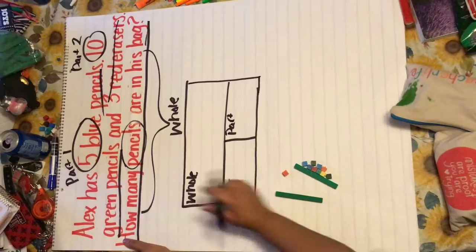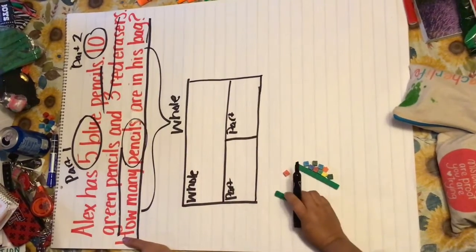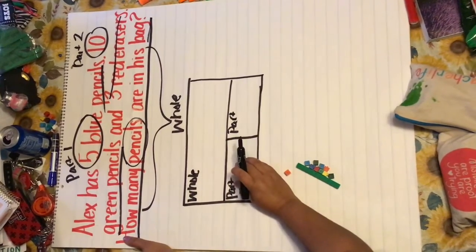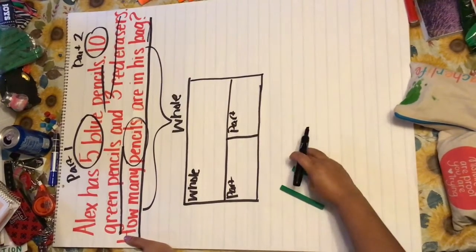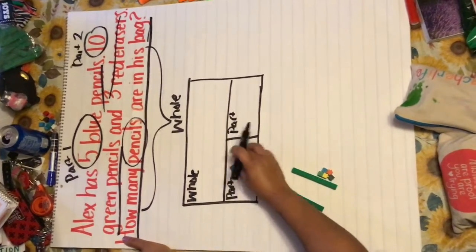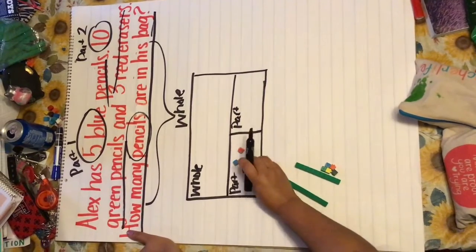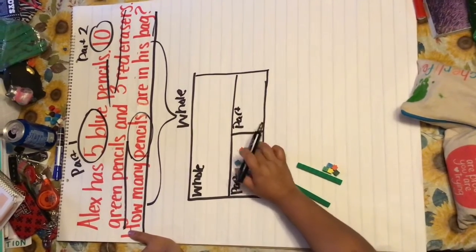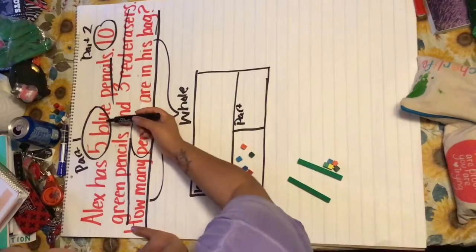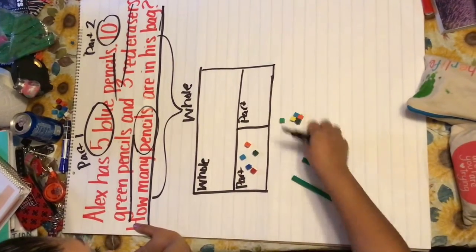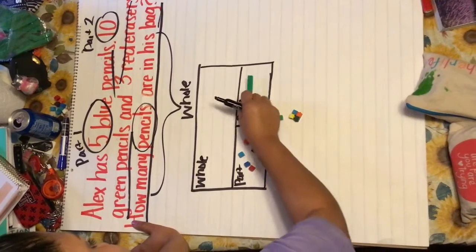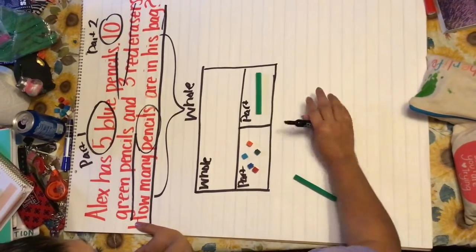I know that Alex has 5 blue pencils. So I could use a 10, but then I would have to regroup. So instead, I just want to start off with my units, which I'll just take 5 units. So here I have 1, 2, 3, 4, 5 units. My second part is 10 green pencils. Since we have a tens rod, it would be perfect for me to use a tens rod.